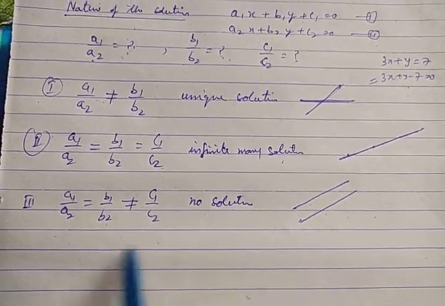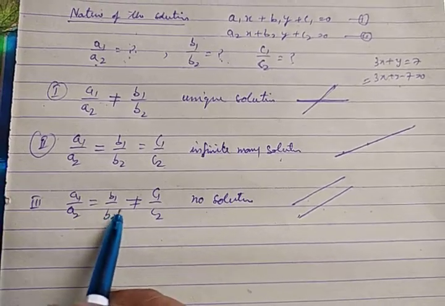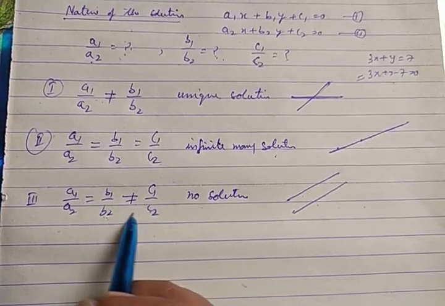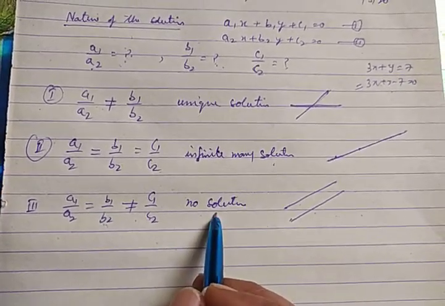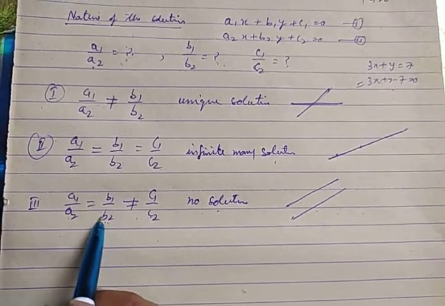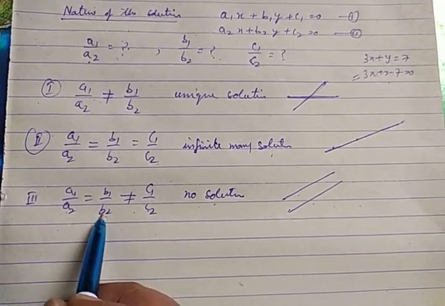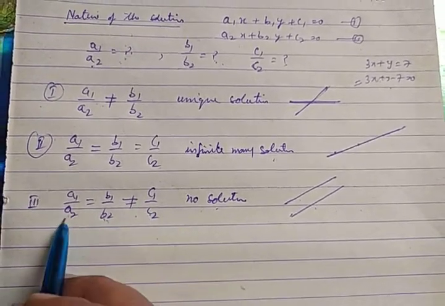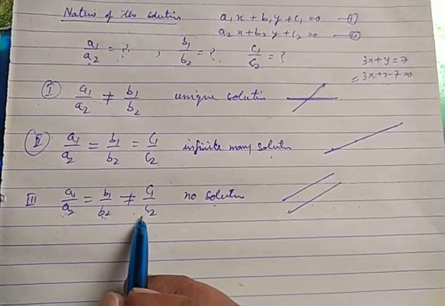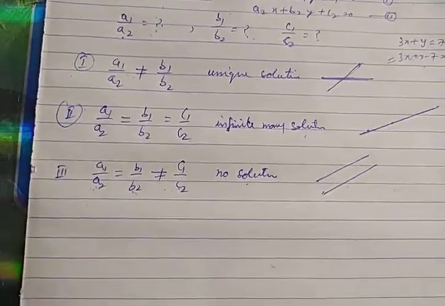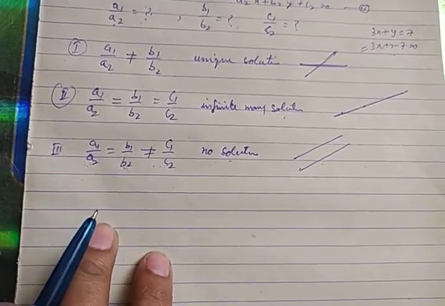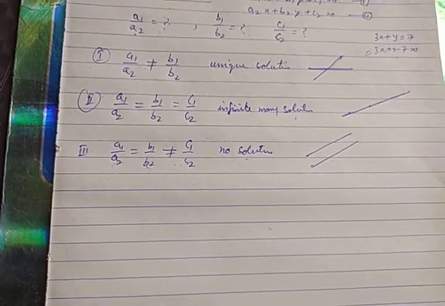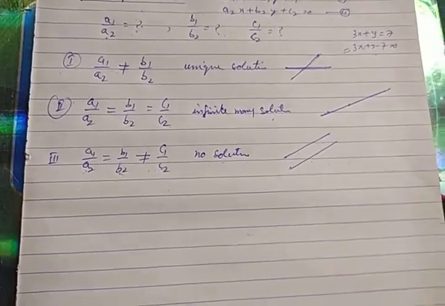That's why no solution. Now in this case you have to check first whether a1 upon a2 and b1 upon b2 are equal to each other, and only then should c1 upon c2 be checked. These two should be equal, and this c1 upon c2 should be different. These are the three conditions, and from them you can conclude which type of solution there would be.